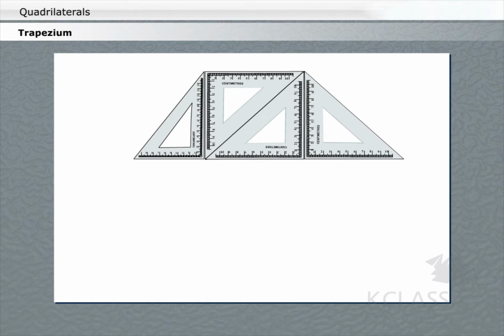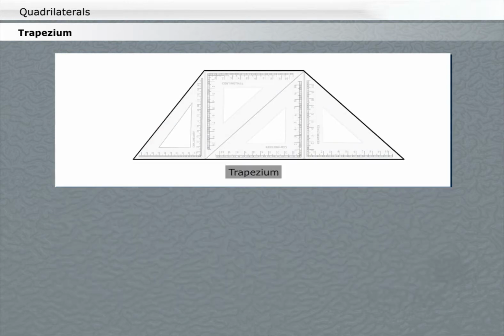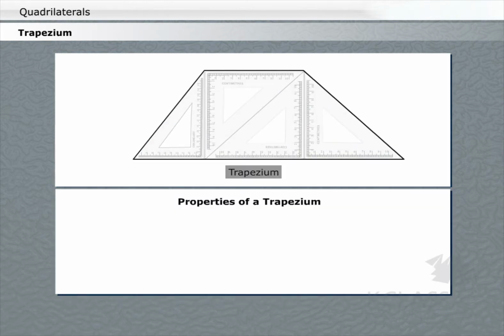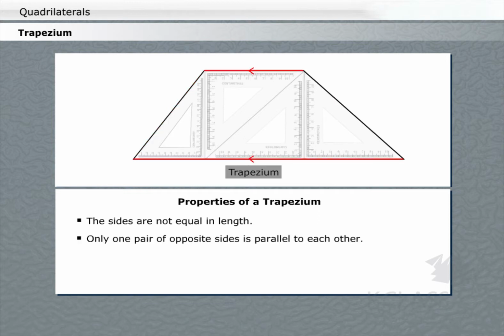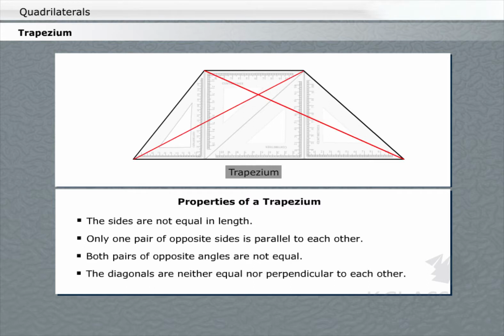The shape that you are looking at is a trapezium. Let us learn its particular properties. As you can see, the sides of a trapezium are not equal in length. Only one pair of opposite sides is parallel to each other. Therefore, both pairs of opposite angles are not equal. The shape of the trapezium is such that the diagonals are neither equal nor perpendicular to each other. All these properties are true for any trapezium.